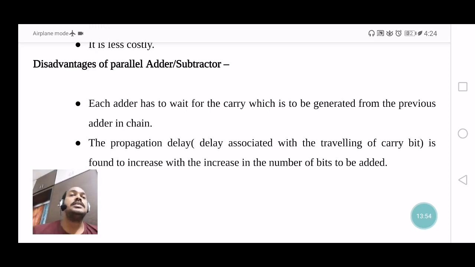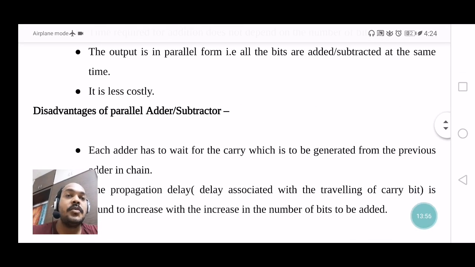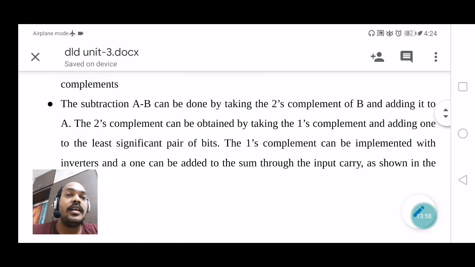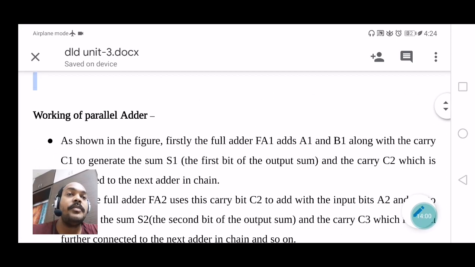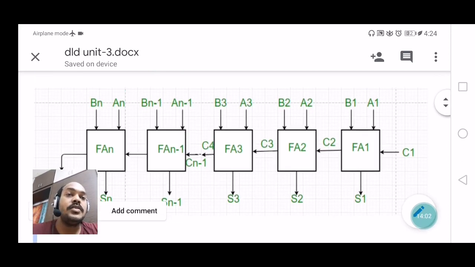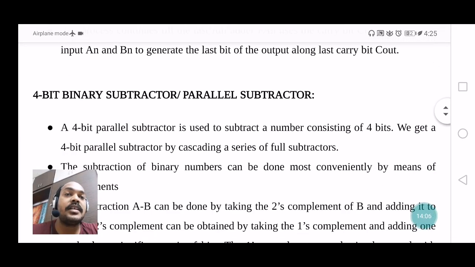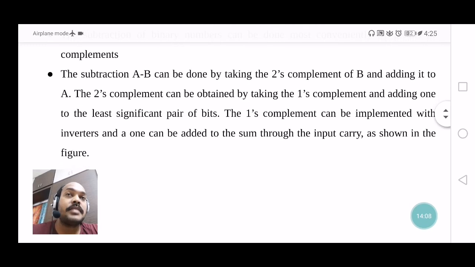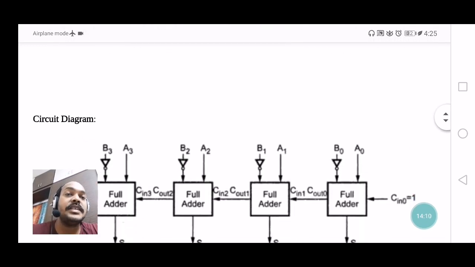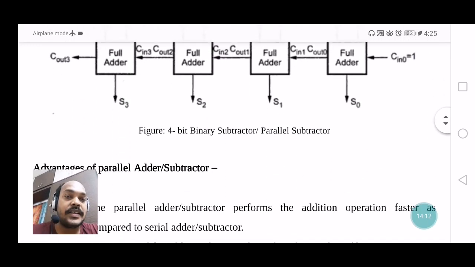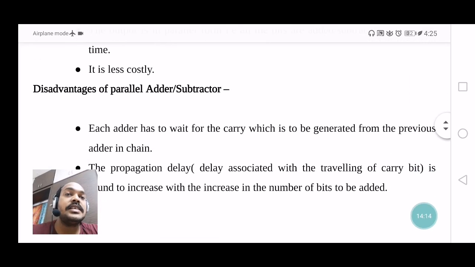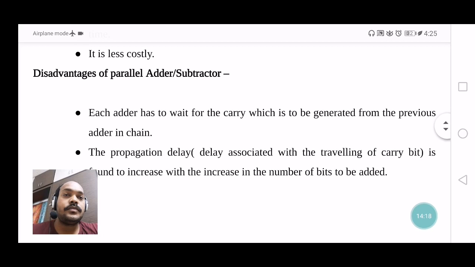So students, so far we discussed the parallel adder. A parallel adder is used to perform parallel addition, whereas a parallel subtractor is used to perform parallel subtraction by using the 2's complement subtraction method. And we also discussed the advantages and disadvantages. This is one of the topics in our third unit. I hope you understand.